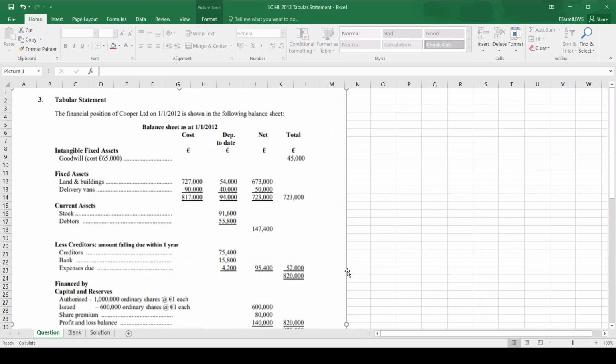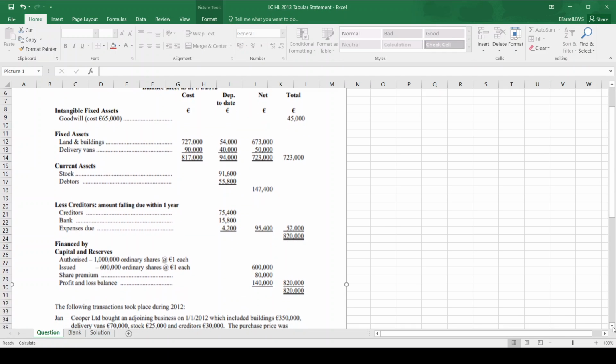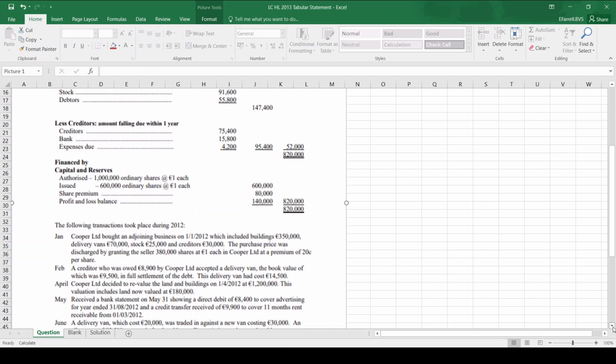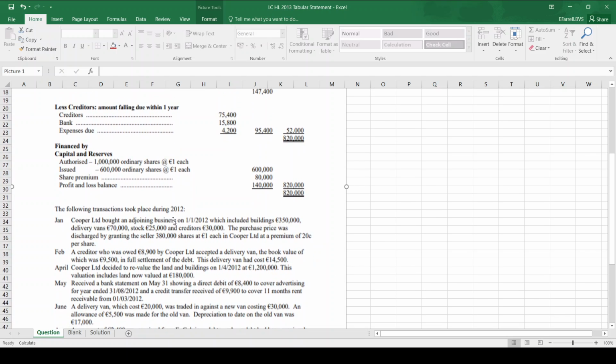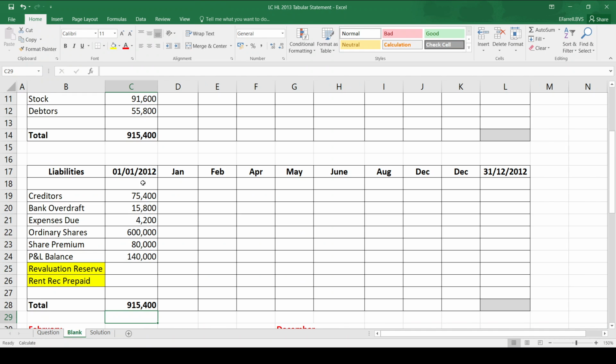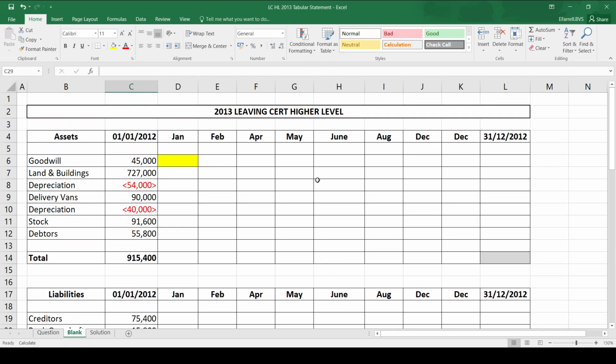The first month we have to input is January. So in January, Cooper, which is us, bought a premises and it had the following assets and liabilities. So again, this is a typical adjustment that happens every time you ask this question. So we just need to input our assets and our liabilities, and the difference then will be goodwill. So buildings are 340 and delivery vans are 70. So we're going to put those in first of all.